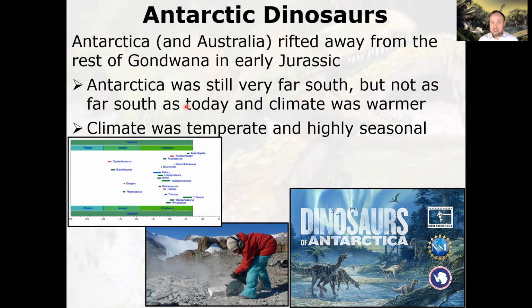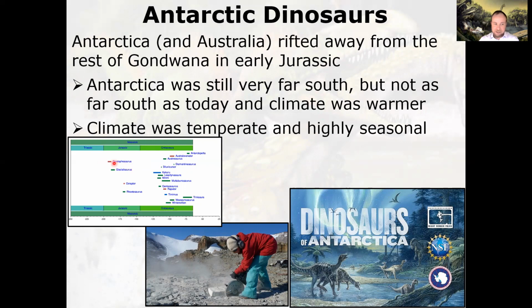But remember that the climate was a lot warmer than it is today. There were still seasons, but the north-south temperature gradient was a lot lower than it is, and so the climate was kind of temperate, but it was still highly seasonal. So it probably did snow. It definitely had a fall. So dinosaurs were living in this cold environment. What we saw with some of the Asian dinosaurs that lived farther north is they adapted to the cold with feathers. Maybe these dinosaurs did that as well.